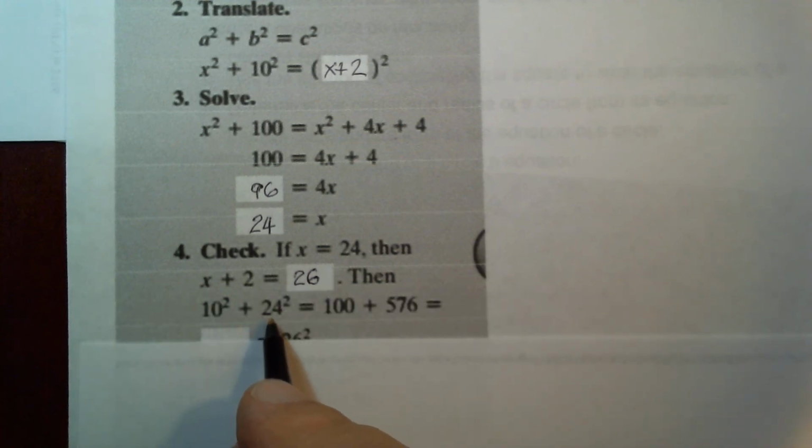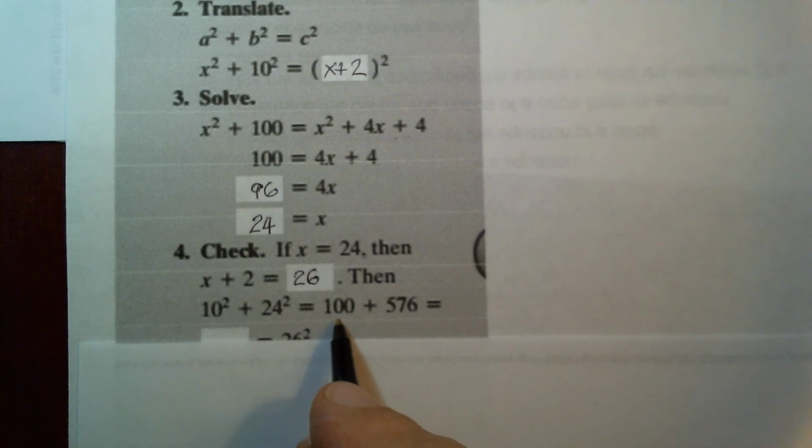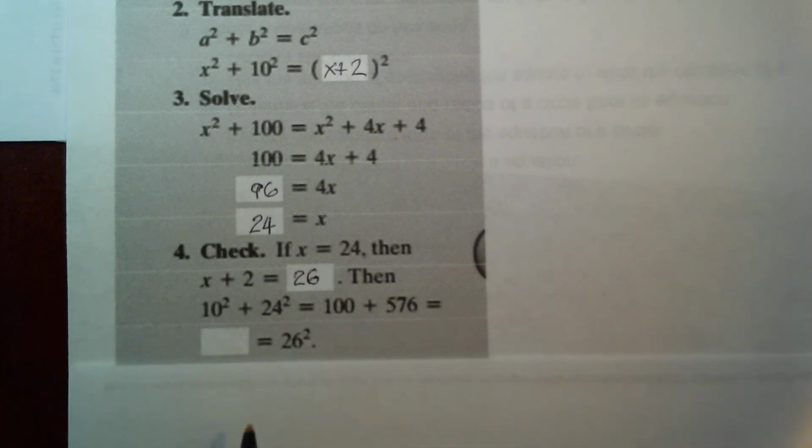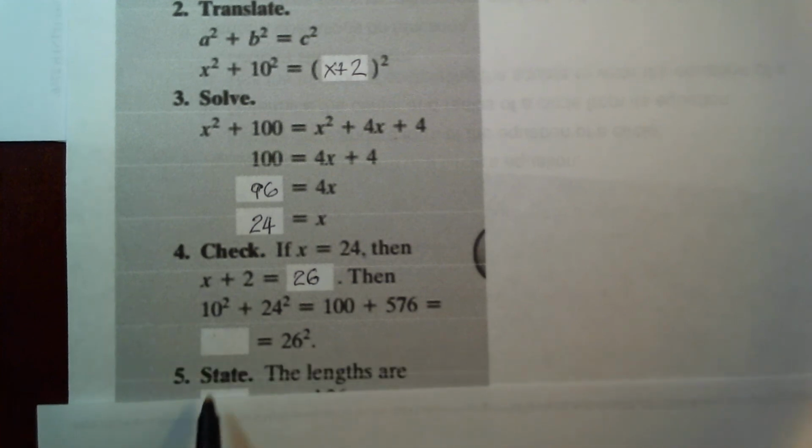And now we check. Is 10 squared plus 24 squared, 100 plus 576, equal to 26 squared? And so 676 is equal to 26 squared.